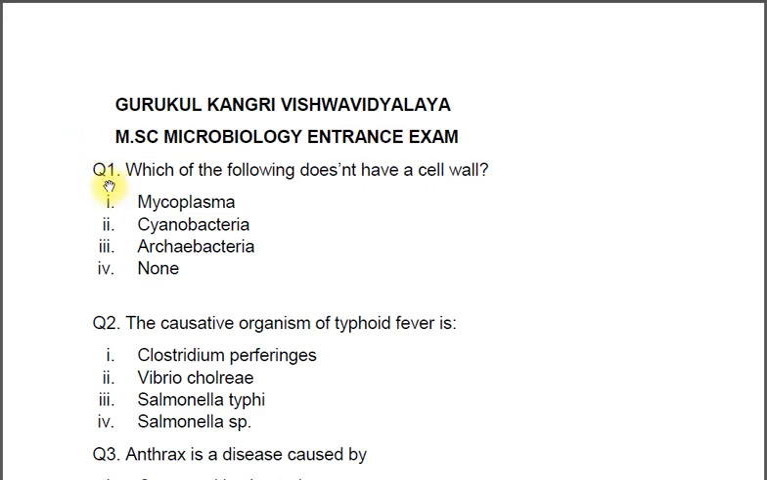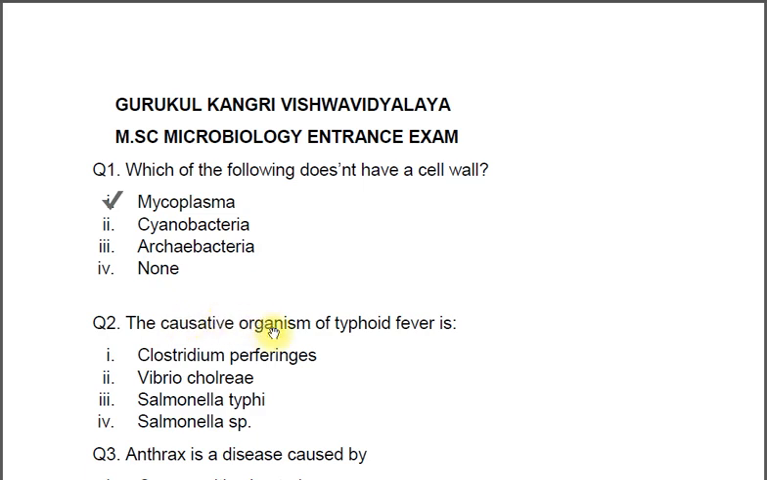So the first question is, which of the following doesn't have a cell wall? The options are mycoplasma, cyanobacteria, archaebacteria, and none. So out of this, the correct option, I hope you have guessed it correctly. It is mycoplasma, also called PPLO, which stands for pleuropneumonia-like organism. They lack a cell wall.